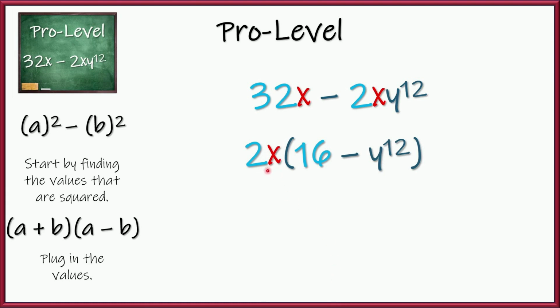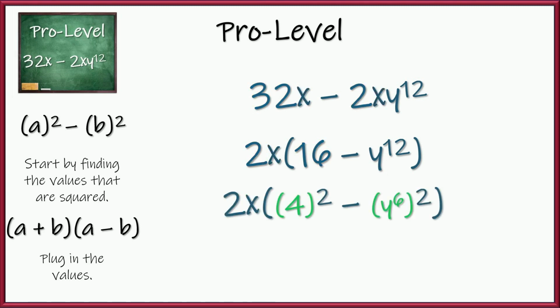All right, so we could take 2 out of both terms, and we'd end up with 16, right? We could take the x out, so that's gone. So we're left with 16 minus y to the power of 12. That is a difference of squares. One square number, 4 squared, minus another square number, y to the power of 6 squared. Boom, we're done. Check that out.